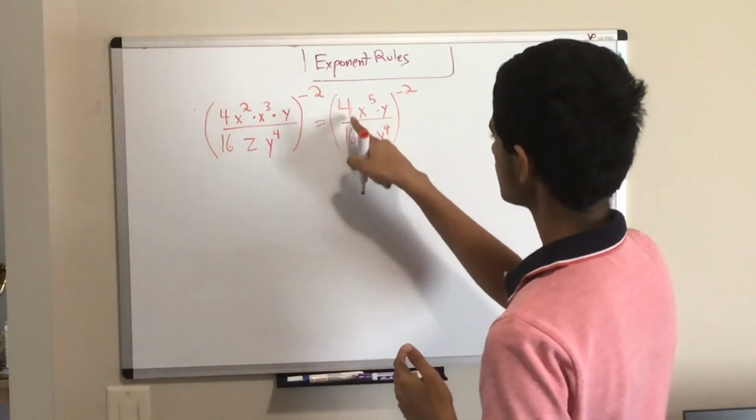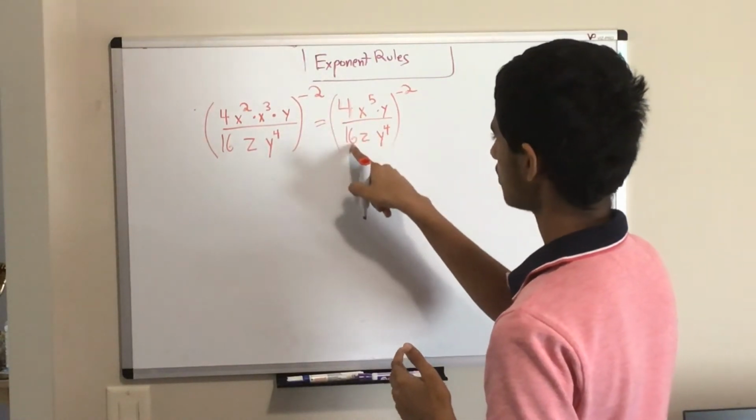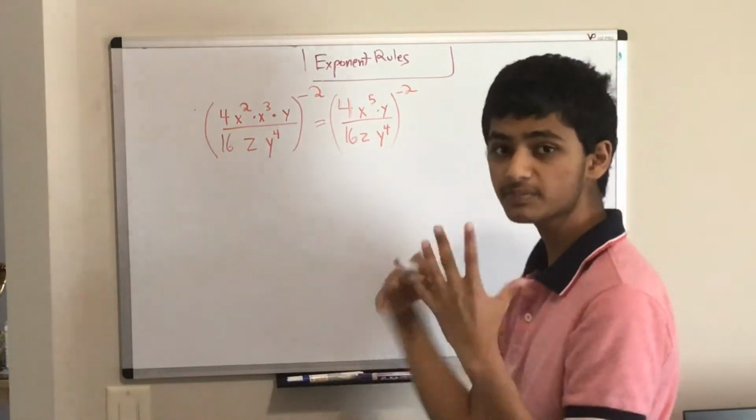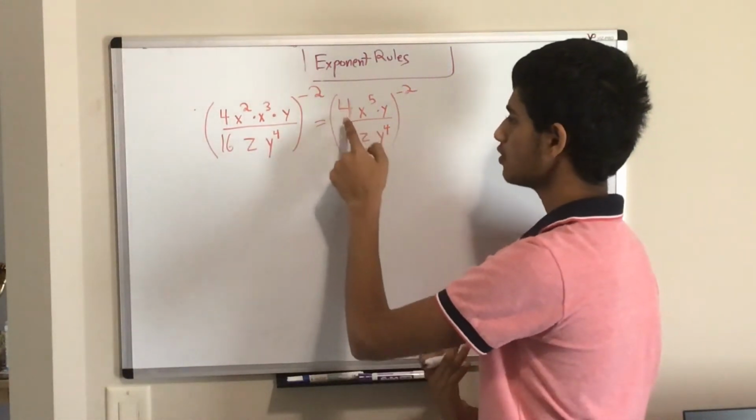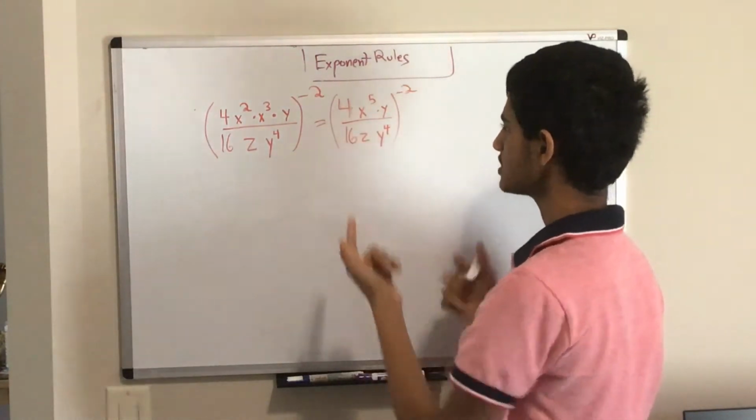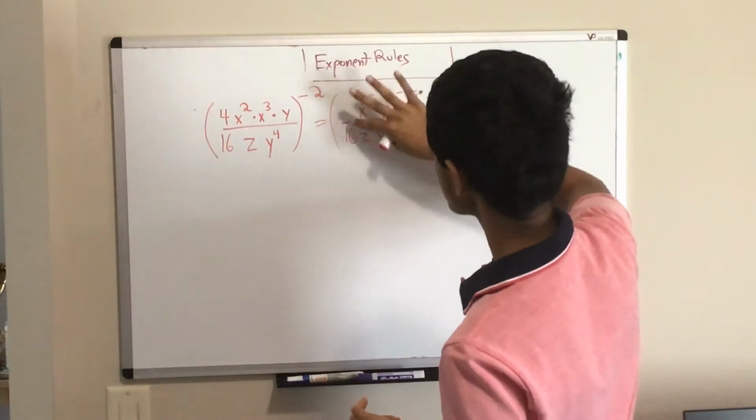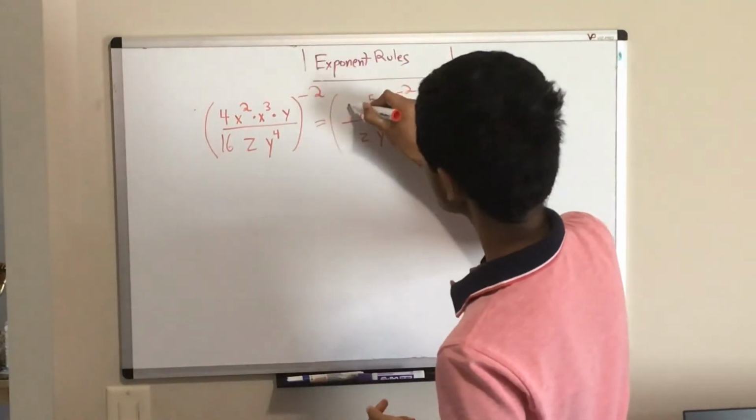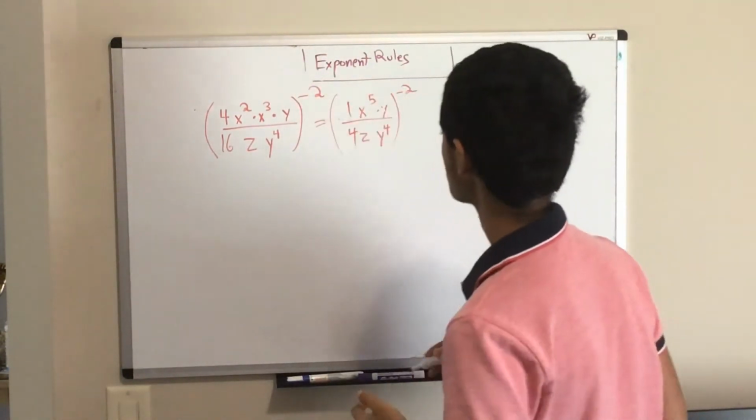We see here that 4 and 16 are like terms. That means they might be able to be cancelled out. 4 divided by 16 is simply 1/4. So that's exactly what we can rewrite this as, 1/4.